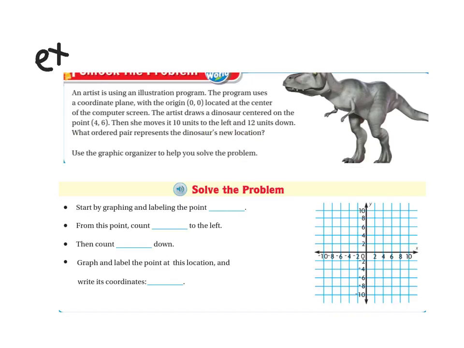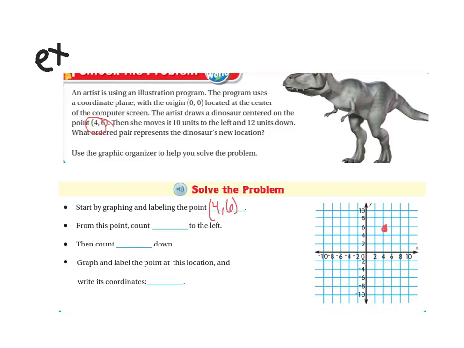And we can use this graphic organizer to help us solve the problem. So she started the dinosaur at a certain point, and then she moved it to the left and down, and we want to know where she left it in the end. So let's start with graphing and labeling the point that the dinosaur started on, which is 4, 6. So the dinosaur started at 4, 6, so we went +4, +6. He started right here. Okay, cute little dinosaur.